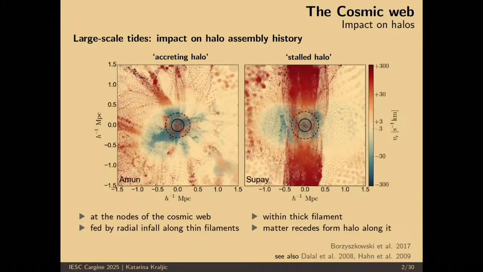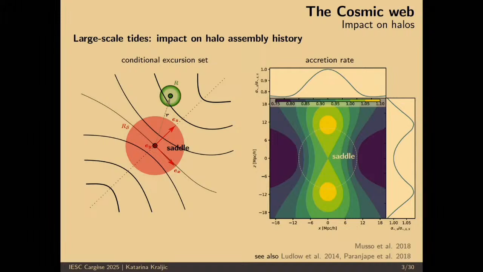Okay, so this is a sort of, we observe the simulation, we see what is happening. Can we describe it on more theoretical ground? So this was done when considering the conditional excursion set theory by Musso et al., but there are other attempts as well, where essentially this excursion is subject to the presence of the large-scale cosmic filament.